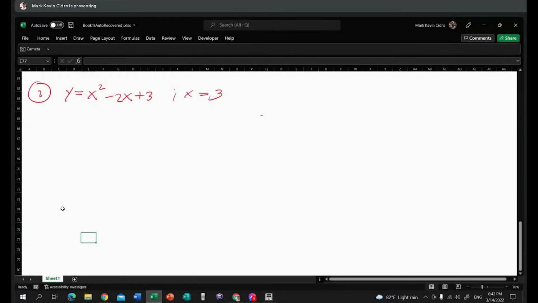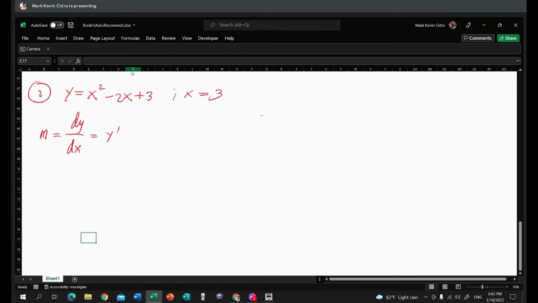Okay, so we have here example number 2. y is equal to x squared minus 2x plus 1. Now, if we try to find the slope, dy over dx. Dy over dx, this is the slope, or sometimes this is noted as y prime.